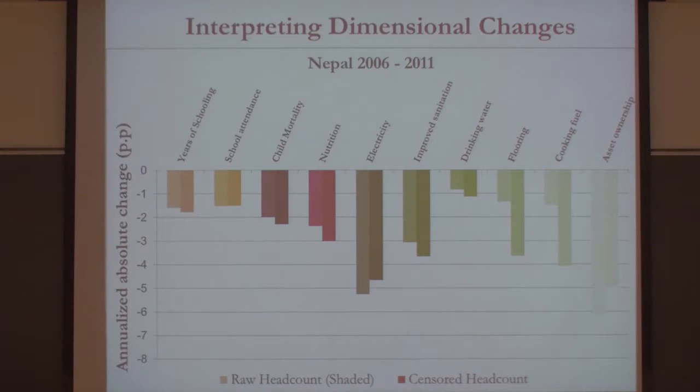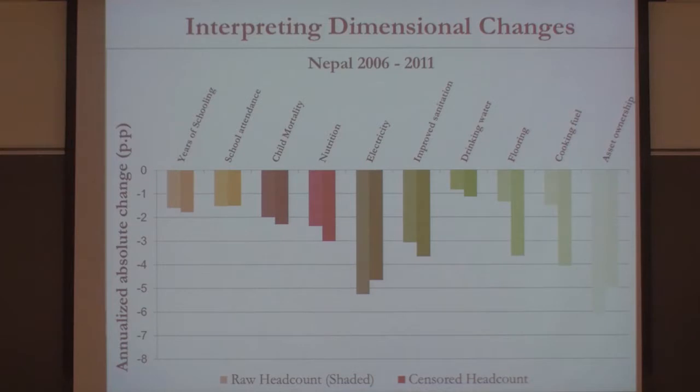So, going to the dimensions. As I was saying, you've seen that the MPI can be written as a weighted average of the censored headcounts, where each censored headcount has the weight of that indicator. What are censored headcounts? We all know what censored headcounts are at this point. Yes?